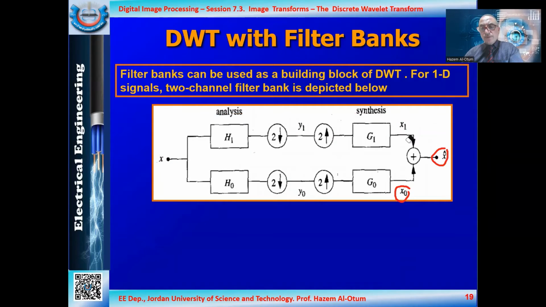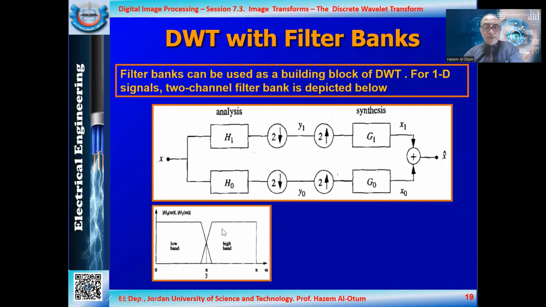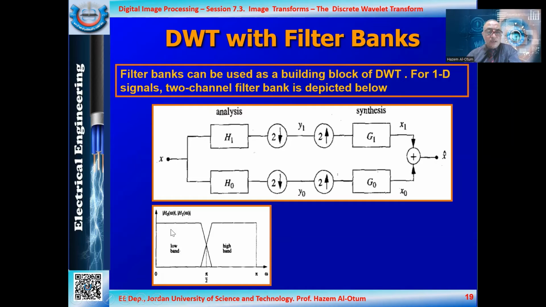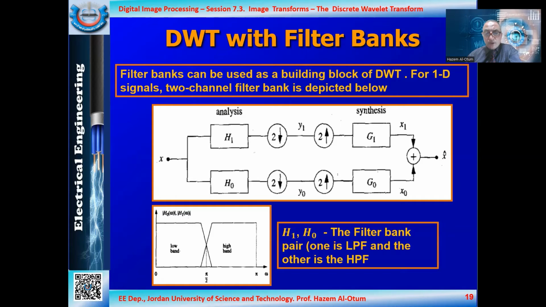This is in one dimension and one level DWT using filter banks. The main idea here is to use low pass and high pass filters, the complementary, to get this, which is the transfer function of the H0 and H1 filters. As you see here, they are the low band and the high band filters having half the sampling frequency, pi over 2, and we get in this case the complementary of the two operations. This we call the filter bank pair, one for the low pass and one for the high pass.